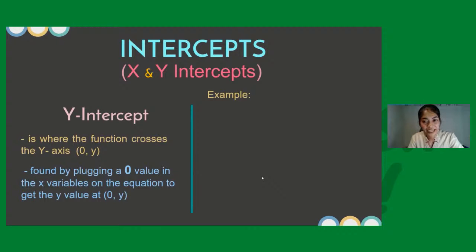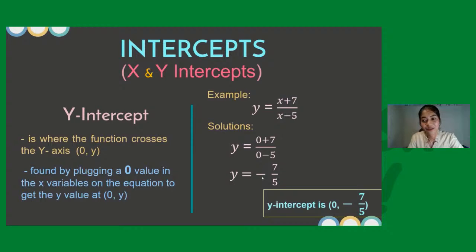Let's have an example for that. Y is equal to x plus 7 over x minus 5. So let's substitute zeros on our x variables. This will be y is equal to 0 plus 7 all over 0 minus 5. And solving it further, we will have y is equal to negative 7 over 5. And rewriting it as an ordered pair, that will be 0 and negative 7 over 5. So that will be our y-intercept.